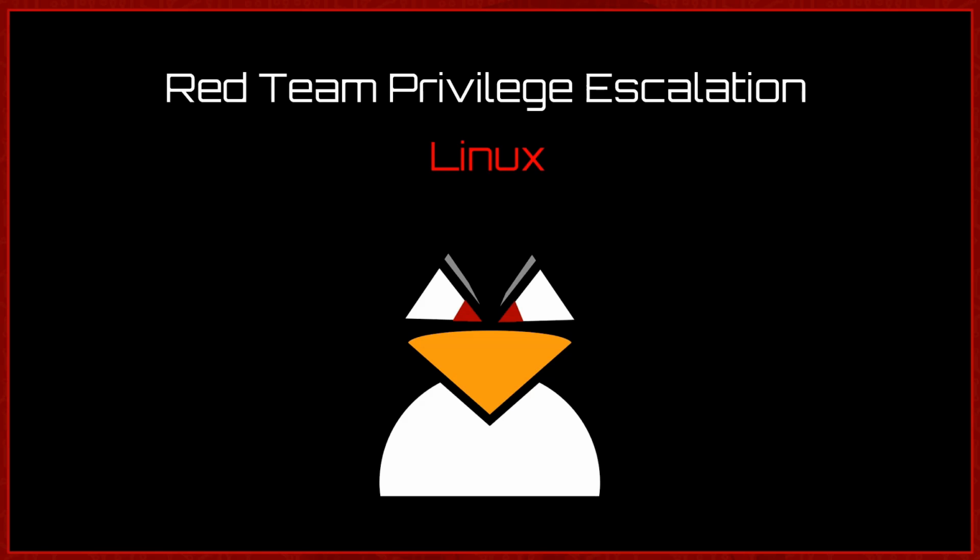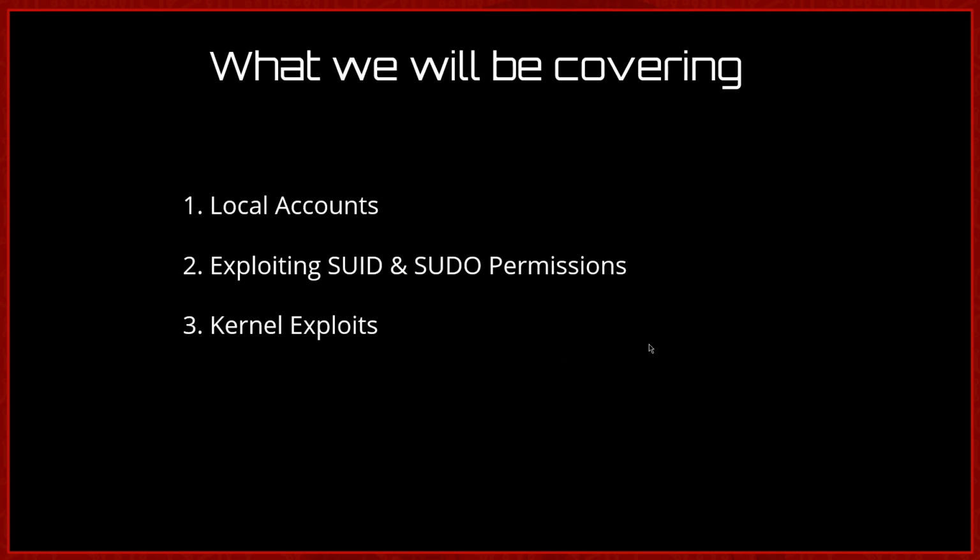After which, in the next video, we'll be exploring the process of setting up persistence so that we don't lose our access. However, in this video, we will be focusing on various privilege escalation techniques native or relative to Linux systems. So firstly, we'll talk about local accounts, and I'll get to these techniques shortly. Secondly, we'll be taking a look at how to exploit SUID or SUDO permissions in order to elevate your privileges. We'll also take a look at how to utilize kernel exploits in order to elevate your privileges.